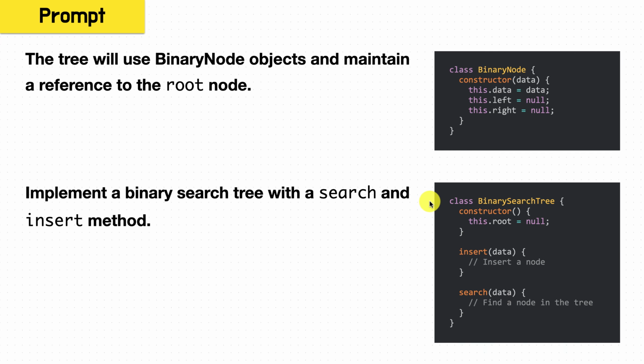We're going to implement this binary search tree object. It's going to maintain a reference to the root node of our tree, and then we'll add methods to insert and search for nodes.